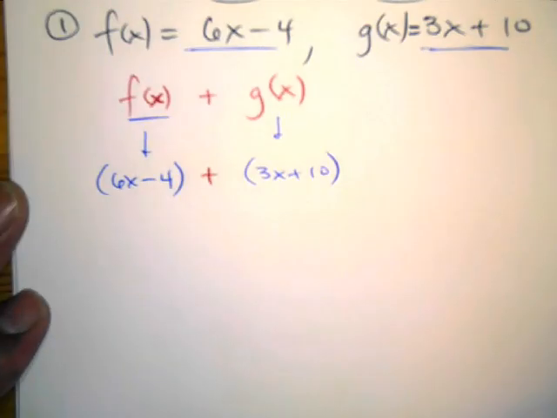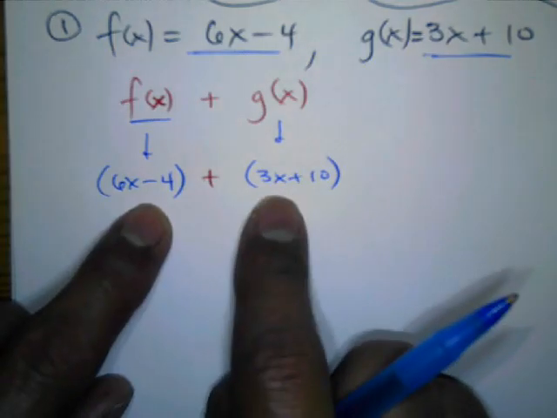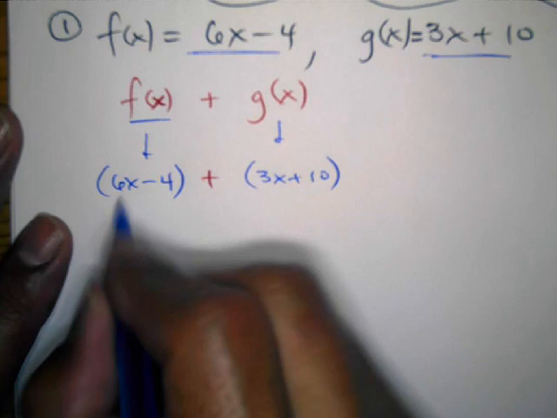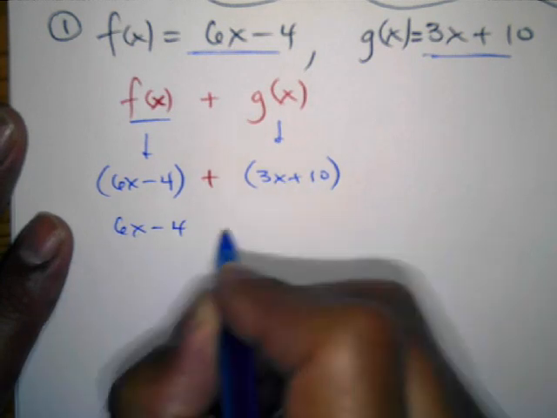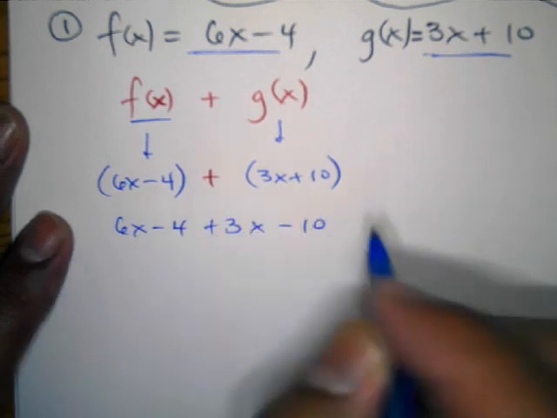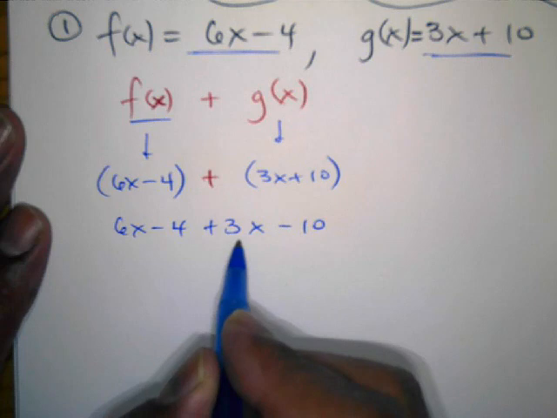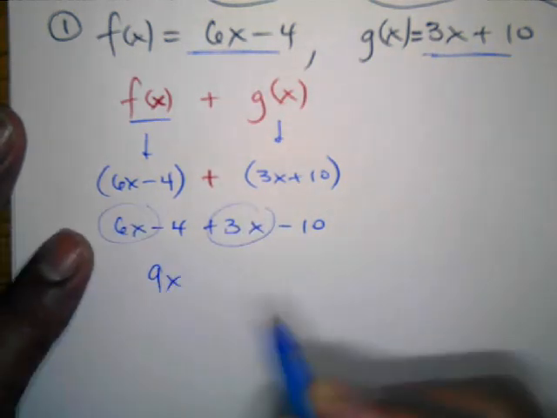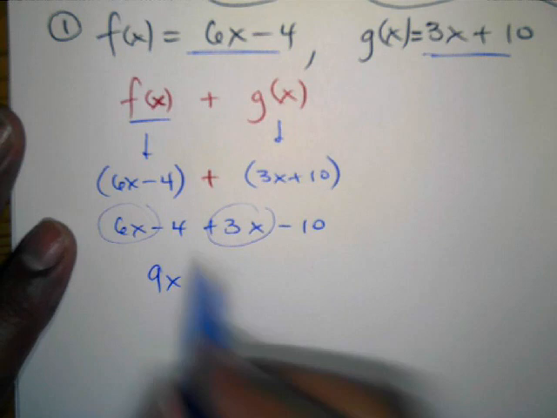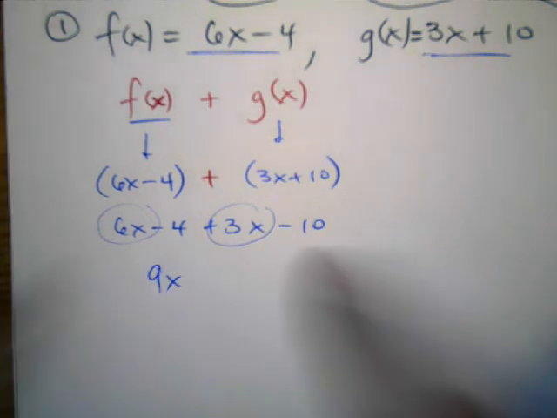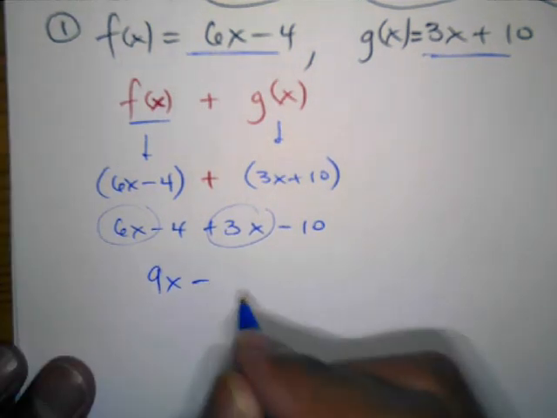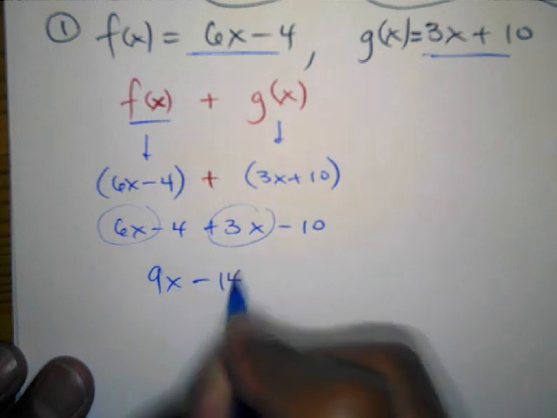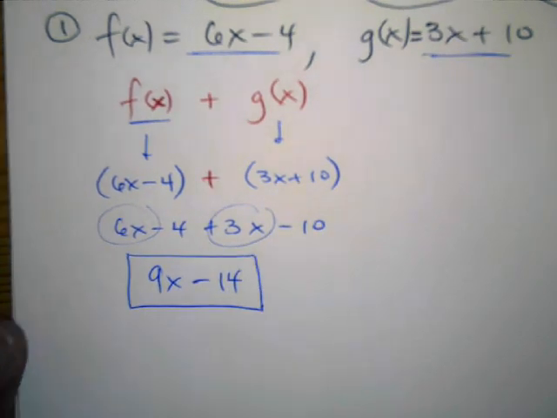Okay, so here nothing's going to... I mean, the addition is straightforward. Nothing's going to really change. So we just combine like terms, right? This is really 6x minus 4 plus 3x minus 10. And you combine the 6x with the 3x, so that's 9x. And then I add the negative 4 with the negative 10. Okay. This is the answer, right? You just get 9x minus 14.